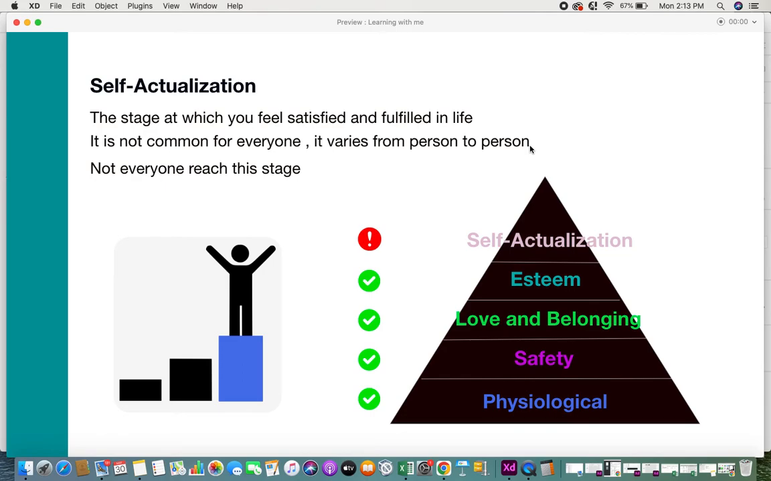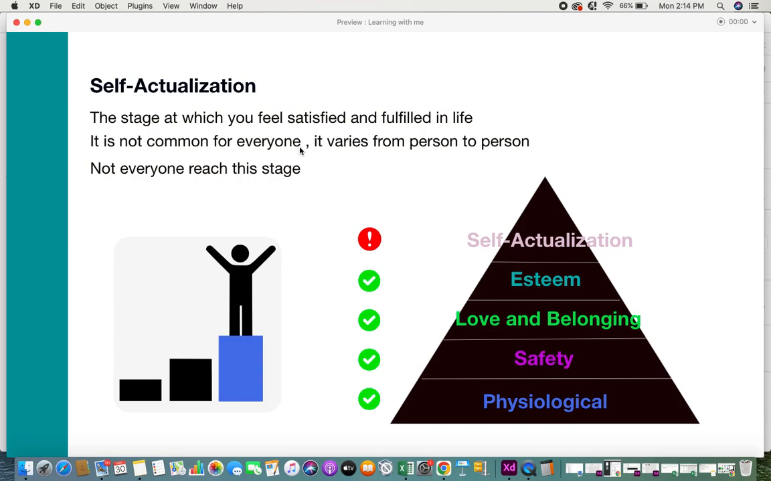And this particular level, which is self actualization, it's not that everyone will reach this stage. Some people feel satisfied, they don't want to go to that level to reflect back and see whether they are actually fulfilled in life, whether they have actually accomplished things in life. It varies from person to person, and not every person reaches this particular stage. So this is the last stage of Maslow's hierarchy of needs.